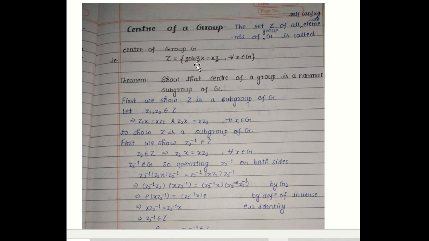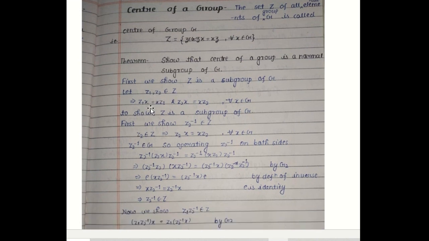By the definition of center, if any element belongs to capital Z, then it will commute with x. So Z1 will commute with x, so Z1x is equal to xZ1. And also Z2 will commute with x, so Z2x is equal to xZ2. To show Z is a subgroup, first of all we show Z2 inverse belongs to capital Z. Now small z2 belongs to capital Z implies Z2x is equal to xZ2 for all x belonging to G.